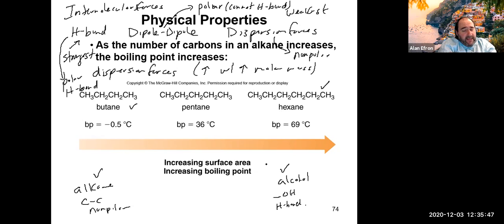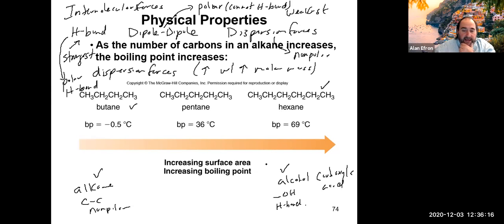So when we get to something like an alcohol, and especially smaller alcohols, because they have that ability to hydrogen bond, they typically have much higher boiling points than, say, alkanes. Actually, one of the only things that could beat an alcohol, which is almost the highest in terms of boiling points and melting points, is a carboxylic acid that we talked about before.